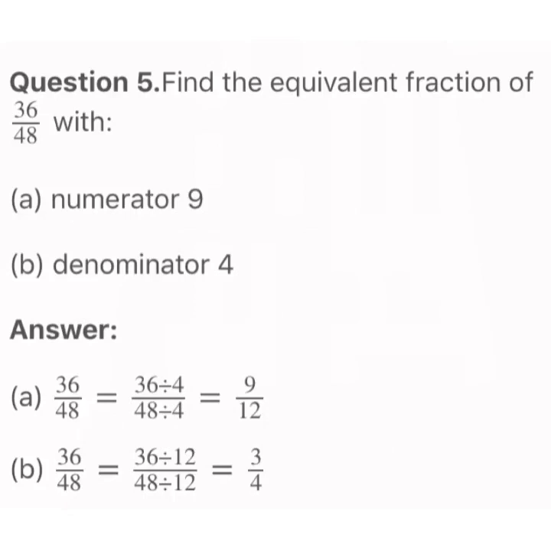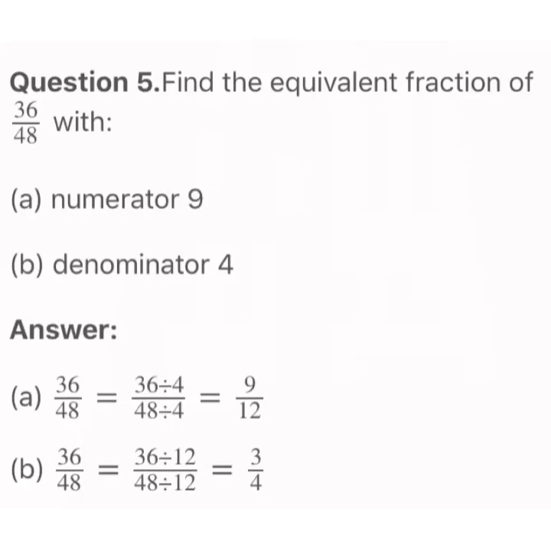Now question number 5. Find the equivalent fraction of 36 upon 48 with numerator 9 and denominator 4. So children, let's see the first one, that is we want a fraction which is equivalent to 36 upon 48 and its numerator should be 9. Children, in our last question we found out the numerator or denominator by multiplication, but here we have to use the division method to find out the numerator and the denominator because the given fraction is greater and it has composite numbers. So children, here you can see that numerator 9.